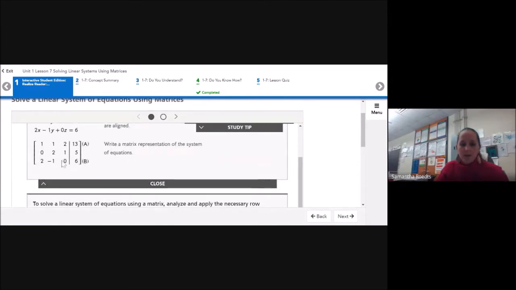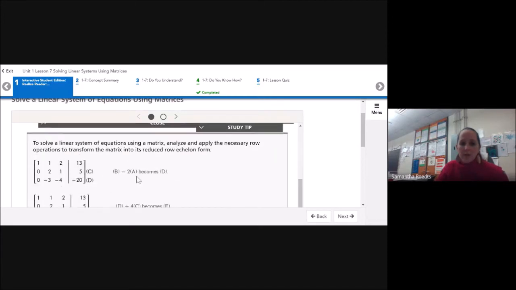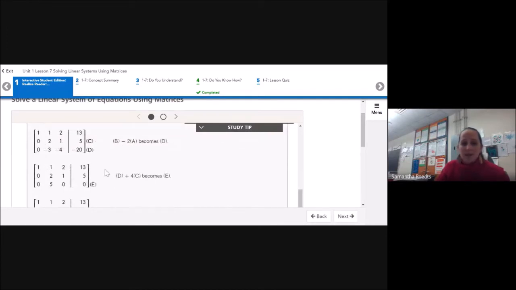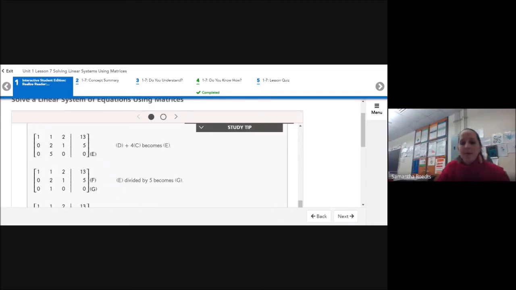So here was A, and here was B. So they took B and they subtracted 2 times this first row, and that became D, which is down here. And then C stays the same. And then they took D plus 4 times C, and that became row E. Okay. And then they did E divided by 5, which became G. Okay, so now this row right here, this last row on the bottom, is in reduced row echelon form.